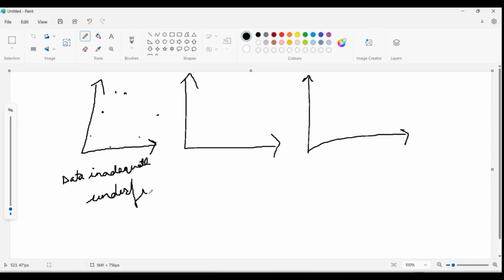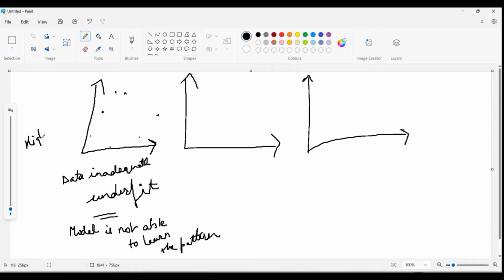This is called an underfit model. The model is not able to learn the pattern. That means there's a high error.